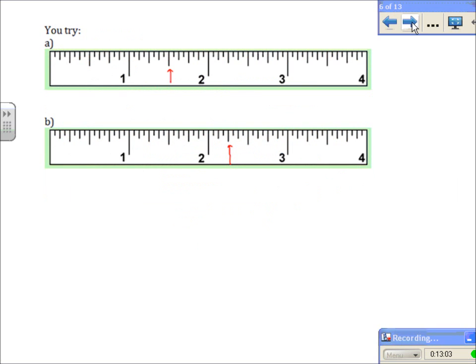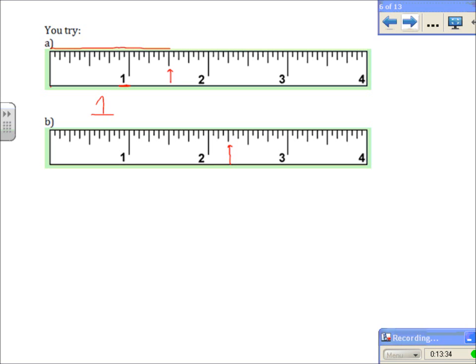On your next page, I've given you some rulers. Where I've put the red arrow, that's where our measurement has stopped. So let's say we're measuring something and the length of it would go to exactly there, where that little arrow is. So let's measure that. The first thing that I see is that I'm past the 1, so I know that I'm at least 1 inch, but I'm not quite as far as the 2, so this is less than 2 inches.